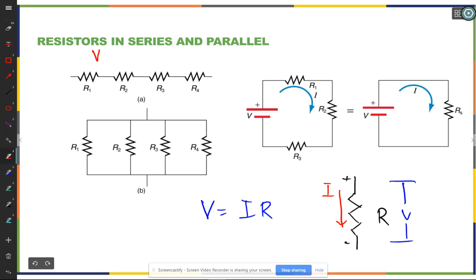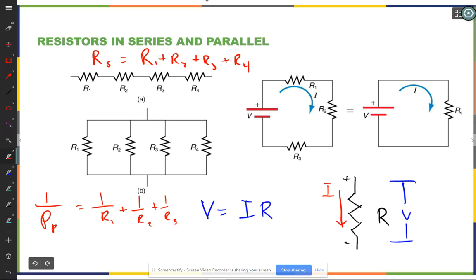So the resistance, not voltage. The resistance in series is equal to R1 plus R2 plus R3 plus R4, etc. The resistance in parallel, I ran out of space. So 1 over resistance parallel is equal to the sum of 1 over the resistances of each parallel resistor.